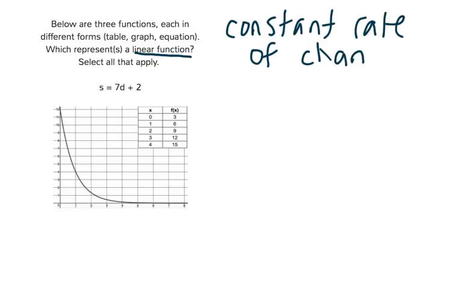So the amount by which the function is increasing or decreasing, whether it's increasing or decreasing, that rate of change stays the same throughout the entire function. That's what makes it a linear function. Okay, so let's go ahead and start by looking at the table.